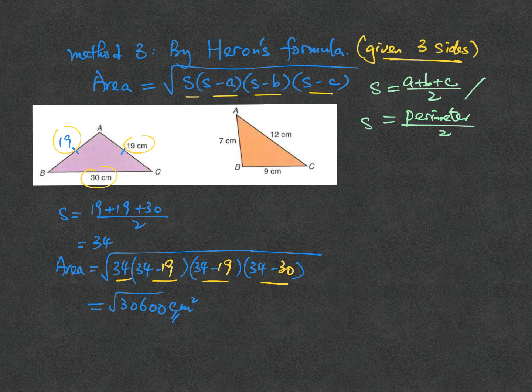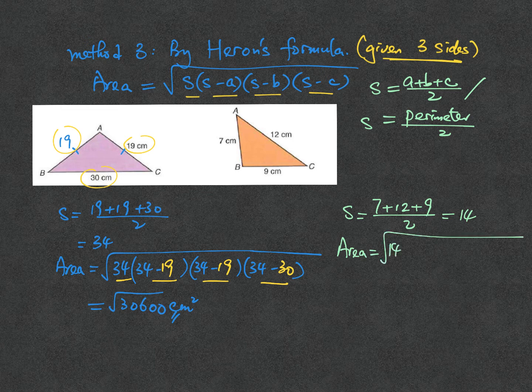Now take a look at the question on the right as well. This time S will be 7, 12, and 9 over 2, which gives you 14 for half of the perimeter. So as a result, the area will be the square root of 4 terms, including 14, 14 minus, 14 minus, and also 14 minus. Then you fill in the 3 sides, which are 7, 12, and 9, or casually 7, 9, and 12. Now you use your calculator carefully to obtain the answer. Let me check very quickly. Finally, you will get the square root of 980. Of course, don't miss the cm squared.